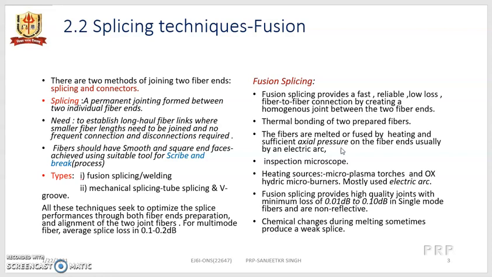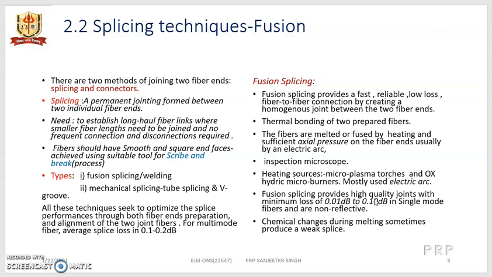that the two melted ends join on the fiber ends, usually by electric arc. So that heating is provided generally by electric arc, and then it is observed. So inspection using a microscope is carried out, or some special tools are used. As heating sources, microplasma torches or oxyhydric micro burners can be used. Mostly used is the electric arc that we discussed earlier.